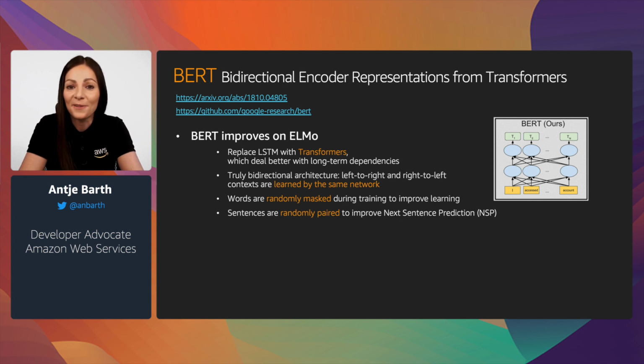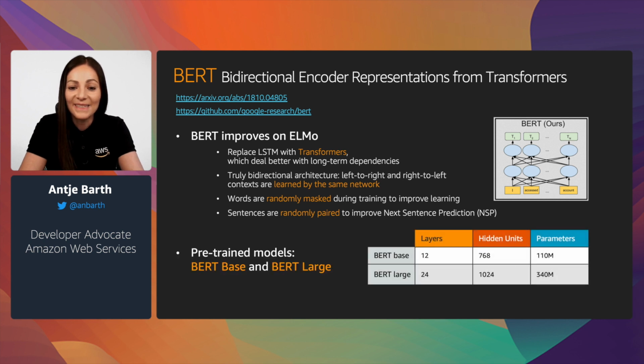BERT also adds two more things in the training phase. Words are randomly masked to improve the learning, and it also pairs sentences randomly in some cases to improve next sentence predictions. And again, you don't necessarily have to pre-train your BERT models from scratch. You can also leverage ready-to-use models. Two of them are BERT base and BERT large. And as you can see here on the slide, they mainly differ in size, number of layers, hidden units, and obviously the parameters they got trained on.